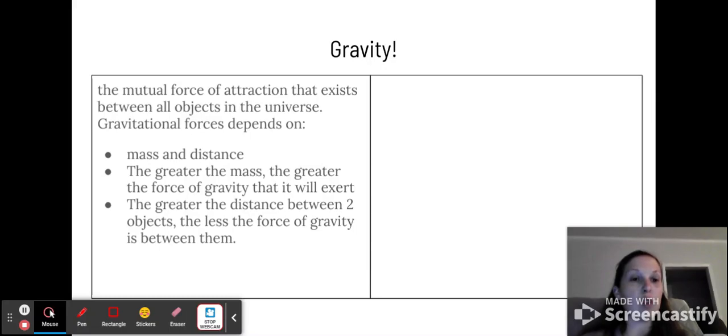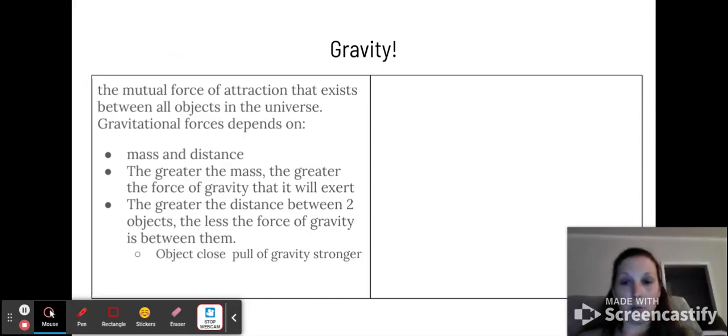And then also the distance plays a big factor. You measure the distance between two objects, and that will determine how strong this gravitational force is going to be. The closer they are, the stronger the gravity is going to be between them. The further they are, the weaker the gravity is going to be between them.